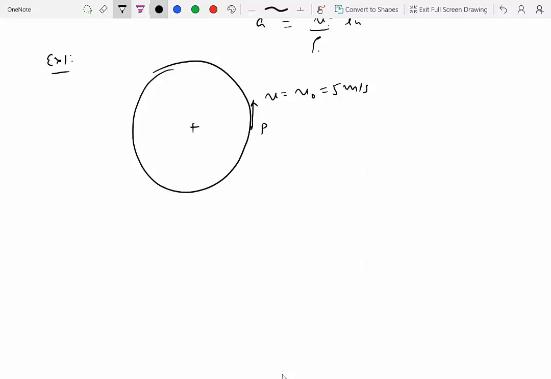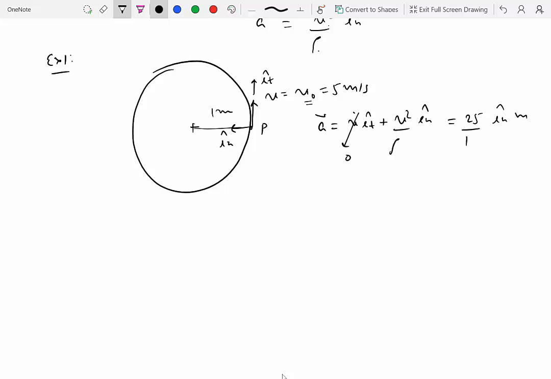Well, acceleration has two components in general. You have the tangent component and you have the normal component. Notice how the normal component is pointing towards the center of the circle. So acceleration is v dot e_t hat plus v squared over rho e_n hat. Since v0 is constant, v dot is 0. So this is equal to 25 over rho. Let's say the radius is 1 meter, so 25 e_n hat meters per second squared. So the only acceleration it has is the one pointing towards the center.